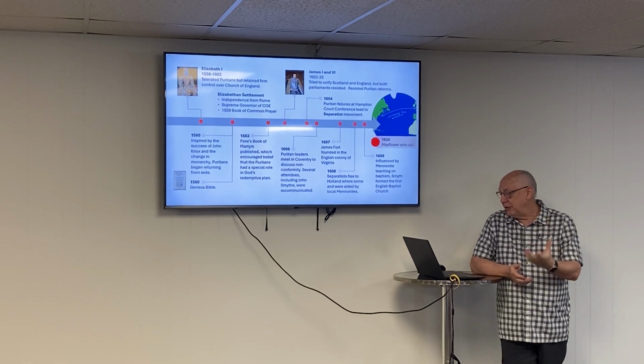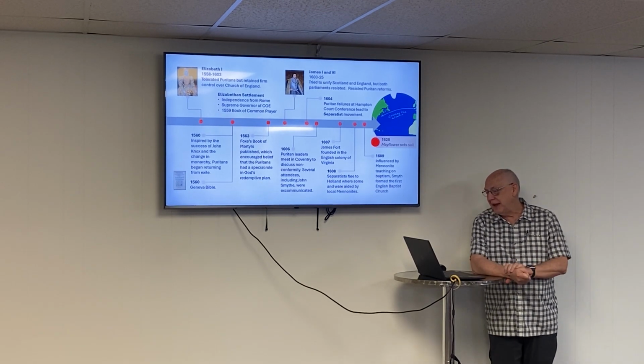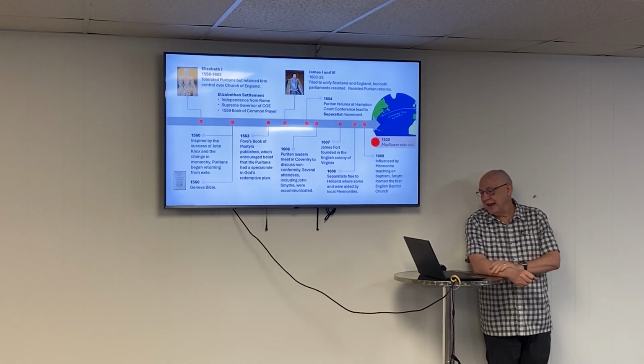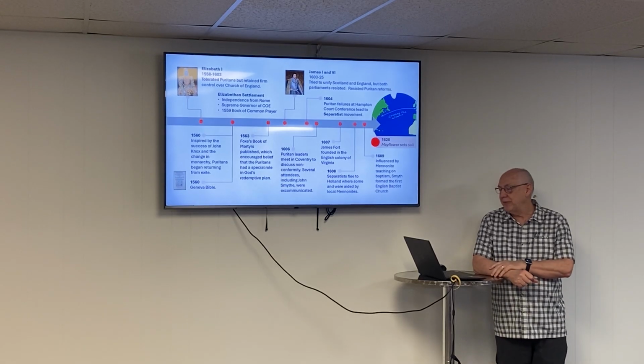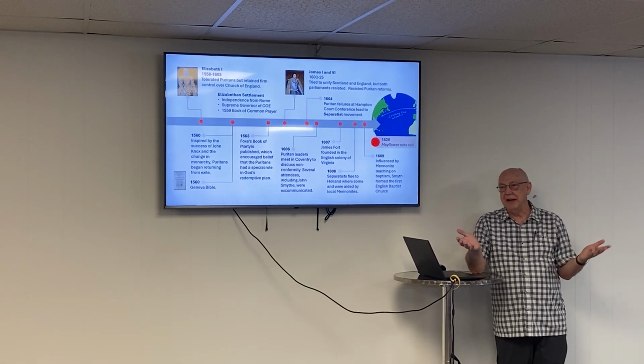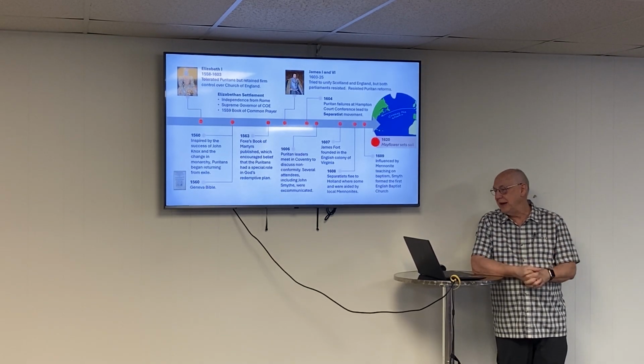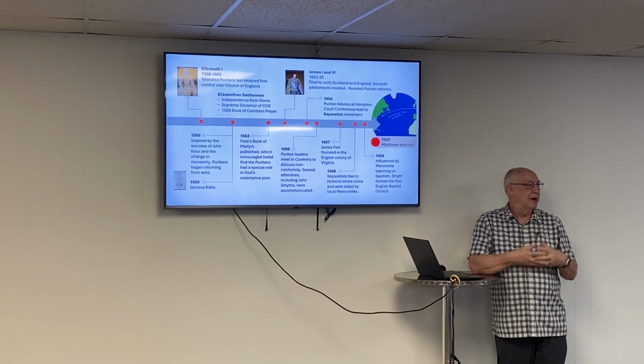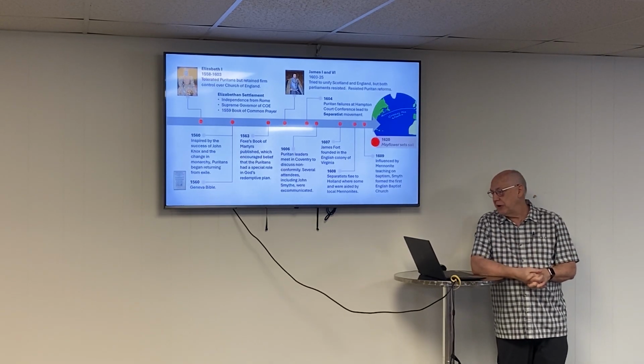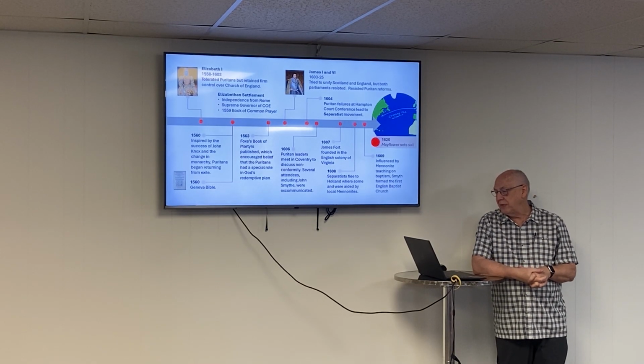Anyway, so during this time, after the events at the Hampton Court, they started realizing that we're not going to make any headway. James is not going to be welcoming of reforms. So they started fleeing to Holland.